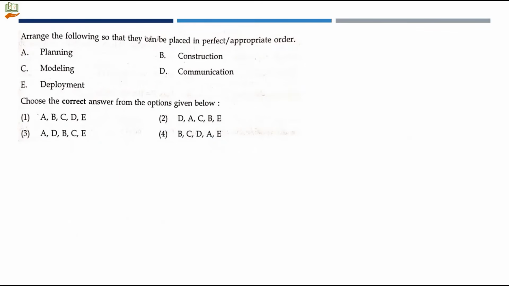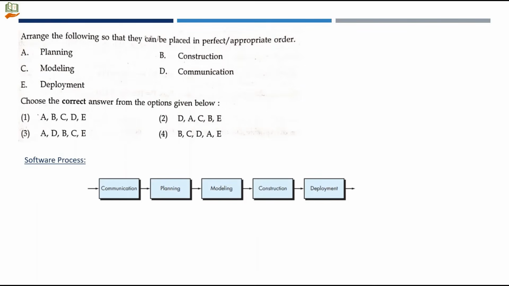Next question. Arrange the following so that they can be placed in the appropriate order. Software process has these 5 phases: communication, planning, modeling, construction and deployment. Communication is in D, planning is in A, modeling is in C, construction is in B and deployment is in E. D, A, C, B, E. Option number 2 will be the right answer.